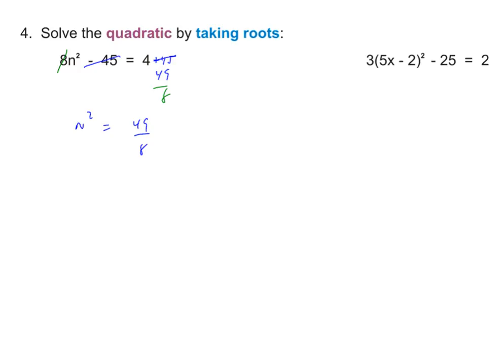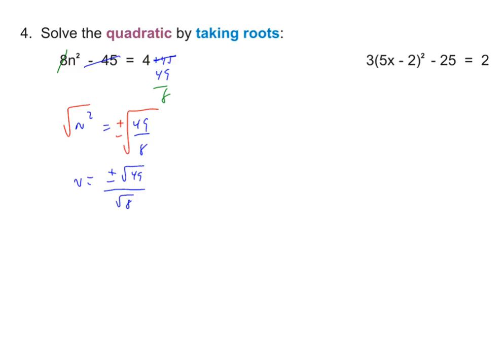Now that the squared term is isolated, I can take the square root of both sides. And what do you always want to remember when you take the square root? Don't forget the plus minus. So here's where we end up. N equals plus or minus the square root of 49 over the square root of 8. Don't forget that rule.